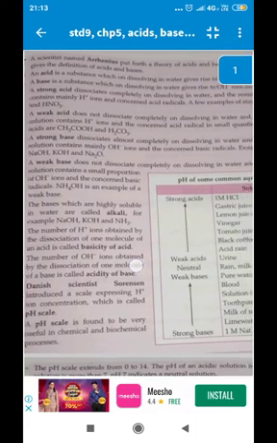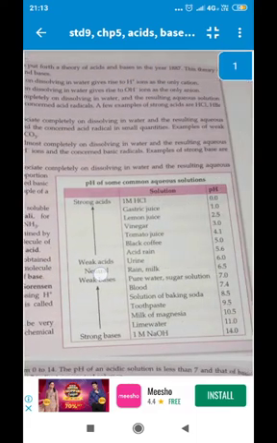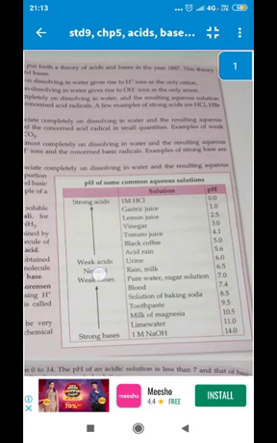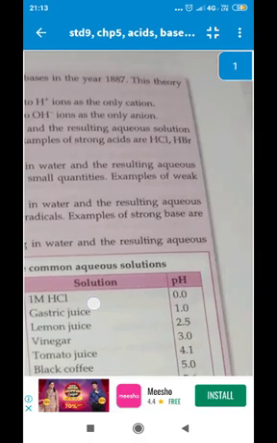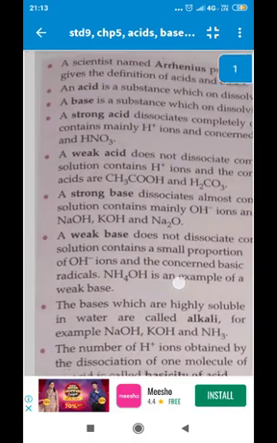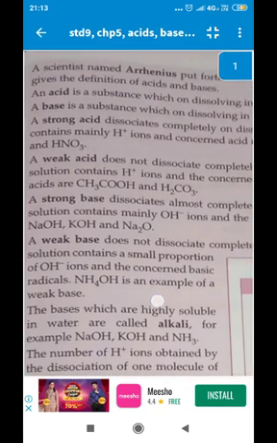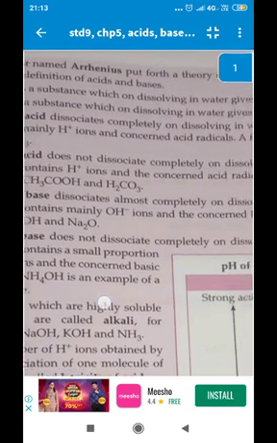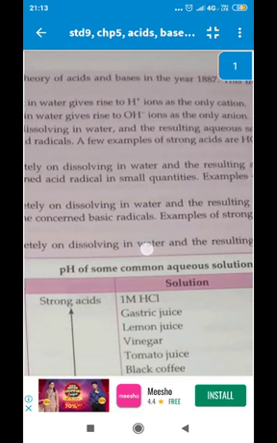A scientist named Arrhenius put forth a theory of acids and bases in 1887. This theory gives a definition of acids and bases. So, what is an acid? An acid is a substance which, on dissolving in water, gives rise to H plus ions as the only cation. All positive ions are called cations.